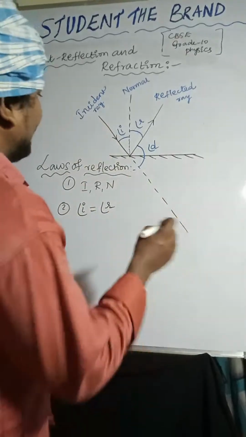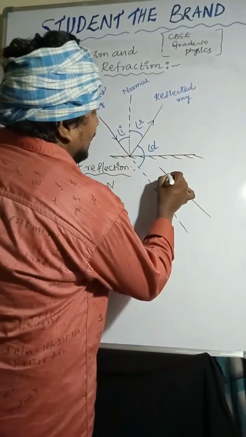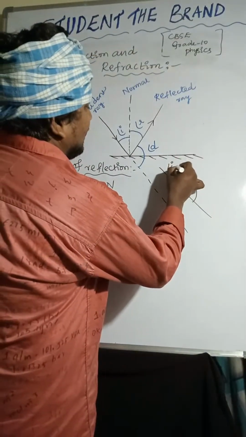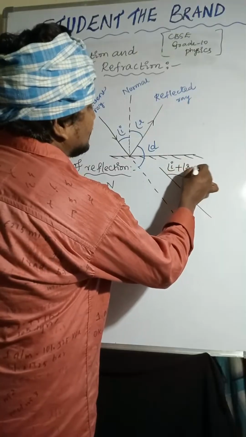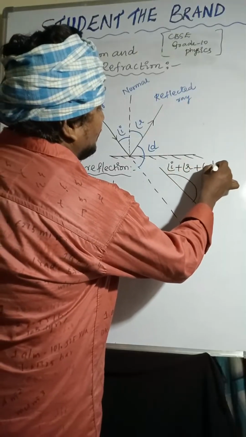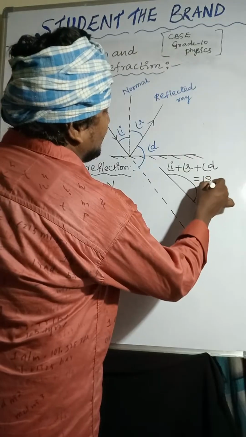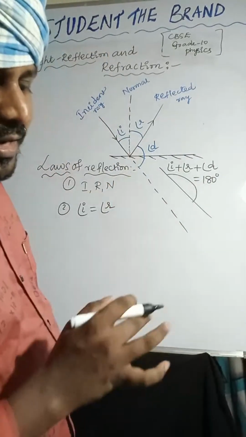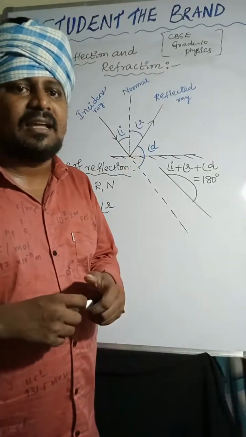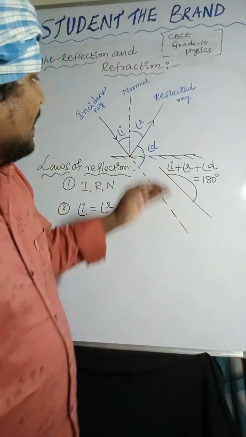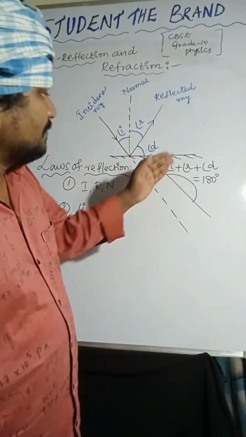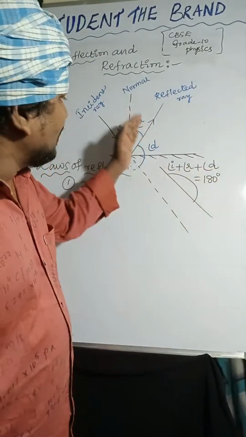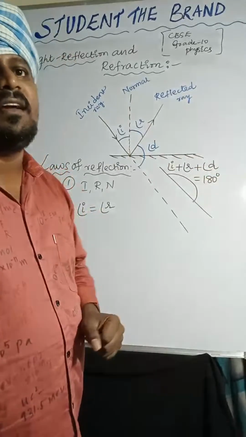Now, we can take angle of incidence plus angle of reflection plus angle of deviation equal to 180 degrees. Everybody, are you listening or not? Once again, listen carefully here: angle of incidence plus angle of reflection plus angle of deviation equal to 180 degrees.